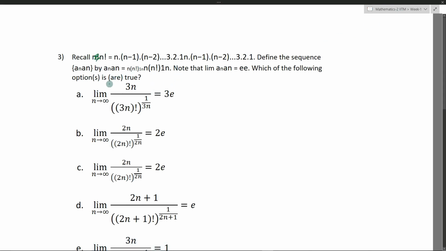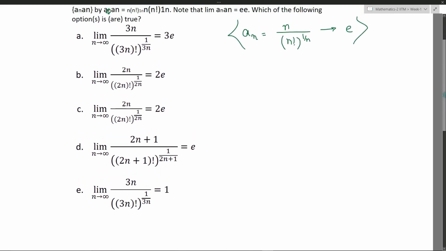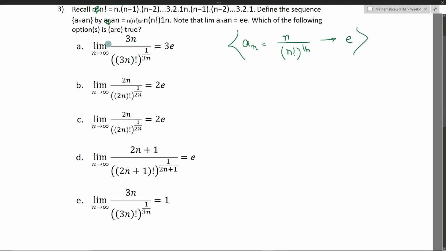They have given that a_n is equal to n divided by n factorial to the power of 1 by n. That converges to e. So this is the question given, and they have asked us to find out all the different options which are right. Okay, let's see for the first one.